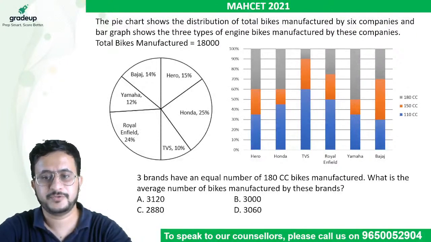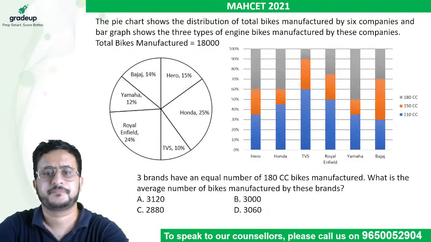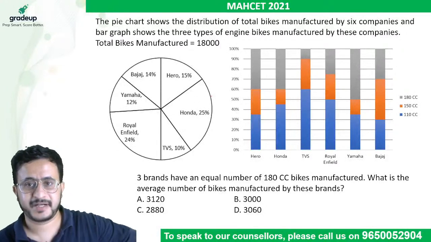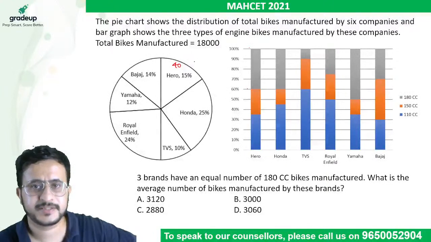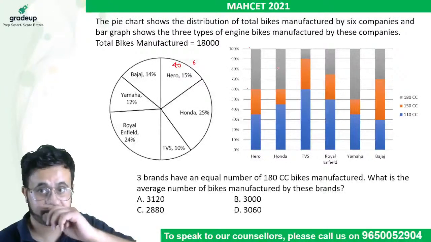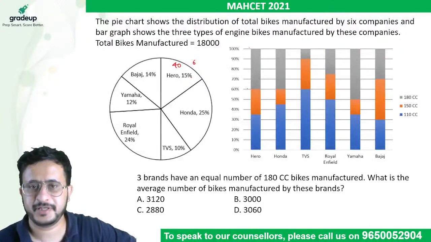So how will we get the value in this? See, we have to find three brands. Okay, so this is 40%. 40% of 15 is 6. Okay, this is 40%. So obviously Honda will be more, right? So this cannot be equal.